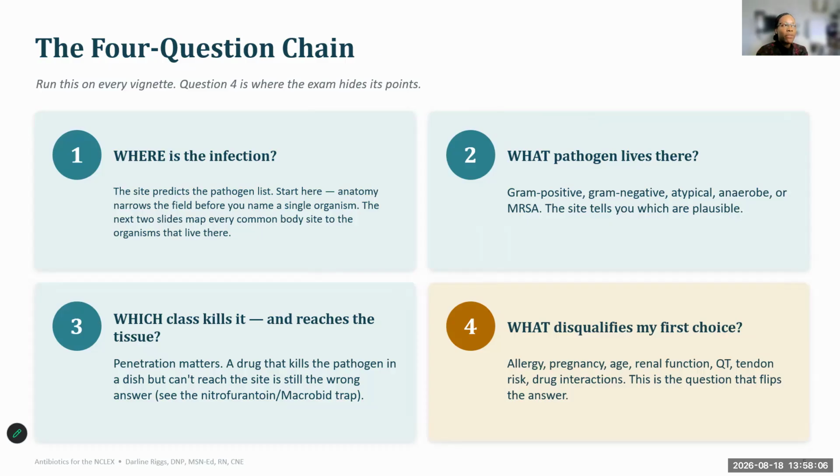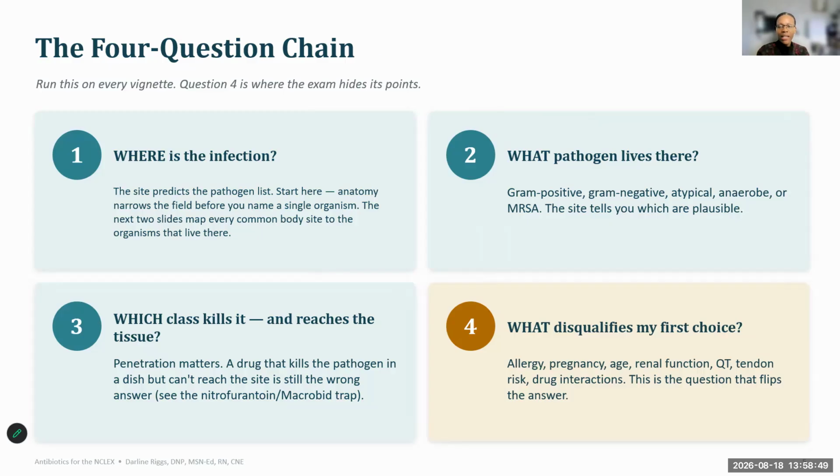That's step 2. Step 3: which class from the 8 classes that we just went over earlier kills this pathogen and reaches that tissue to annihilate it? Penetration matters. If it doesn't penetrate, it's never going to kill it. So a drug that kills the pathogen in the dish but can't reach the site is still the wrong answer, because that's a temporary fix. A great example of that is UTI and nitrofurantoin, Macrobid. That's a trap.